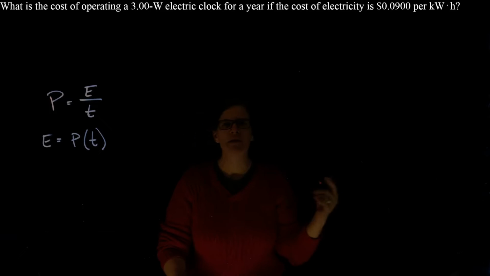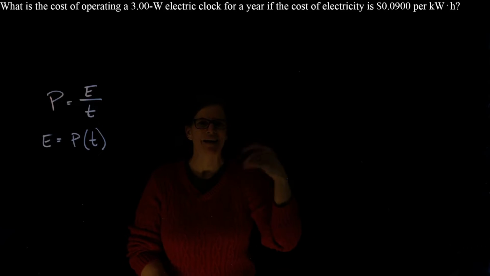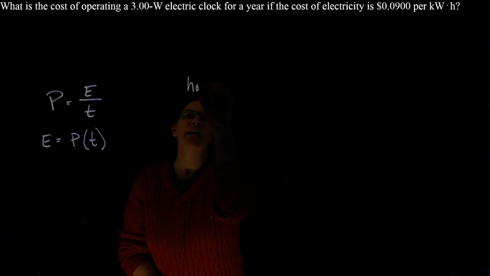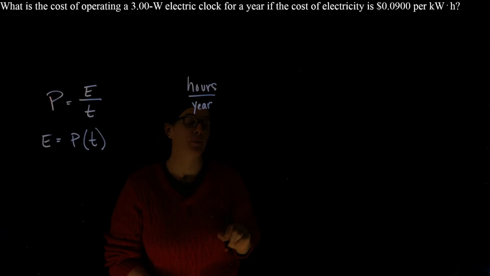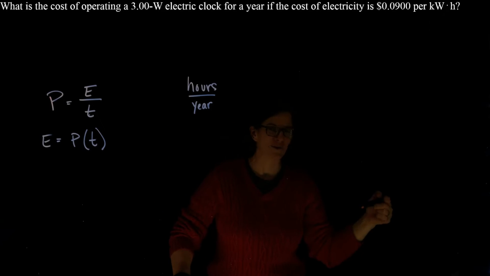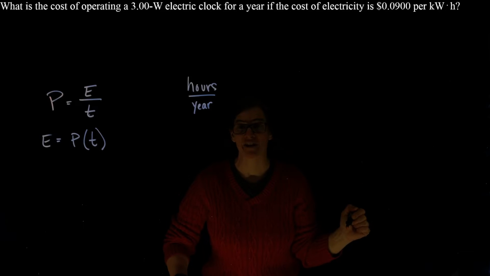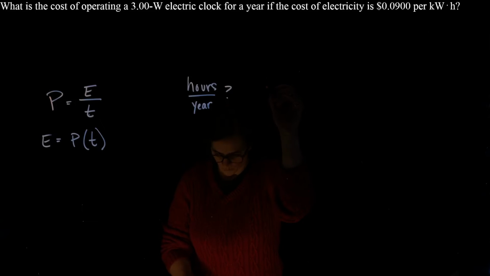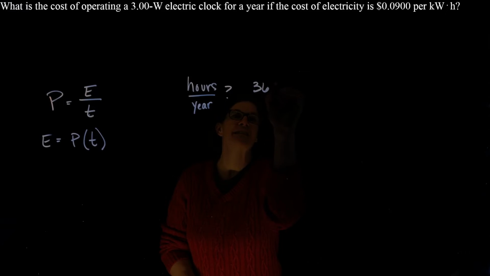And the first thing we want to recognize is how many hours are there in a full year. So we have hours per year because we're going to need to know how many kilowatt hours are occurring in that year. So how many hours are in a year? Well, we know that there are 365 days in one year.